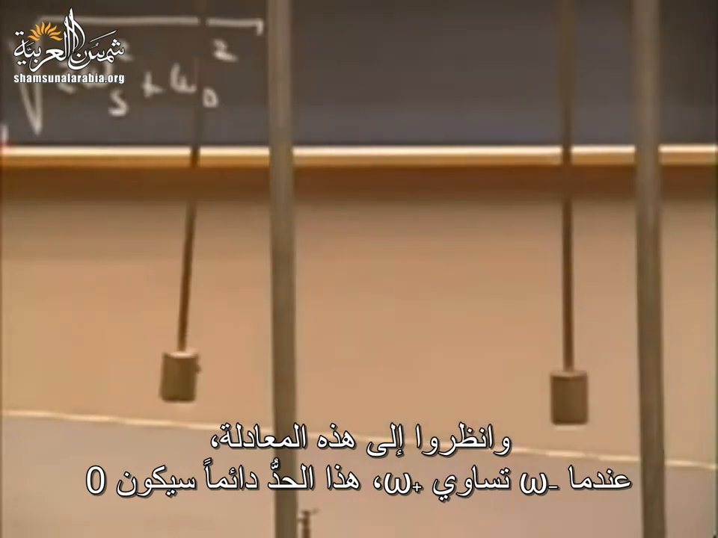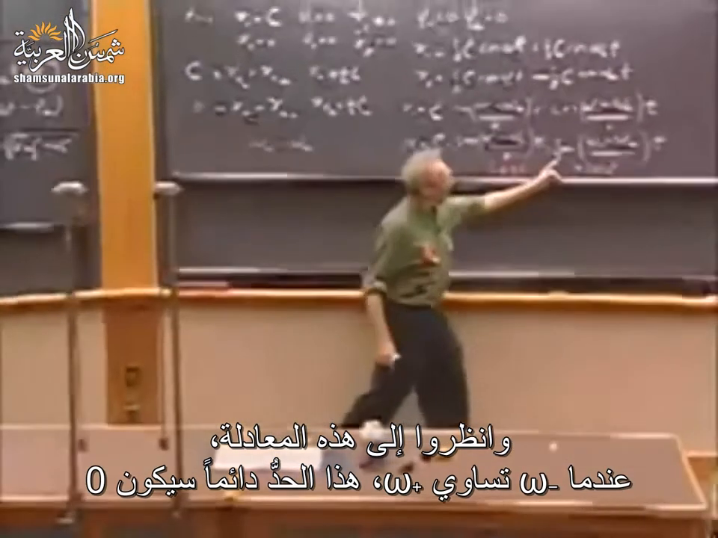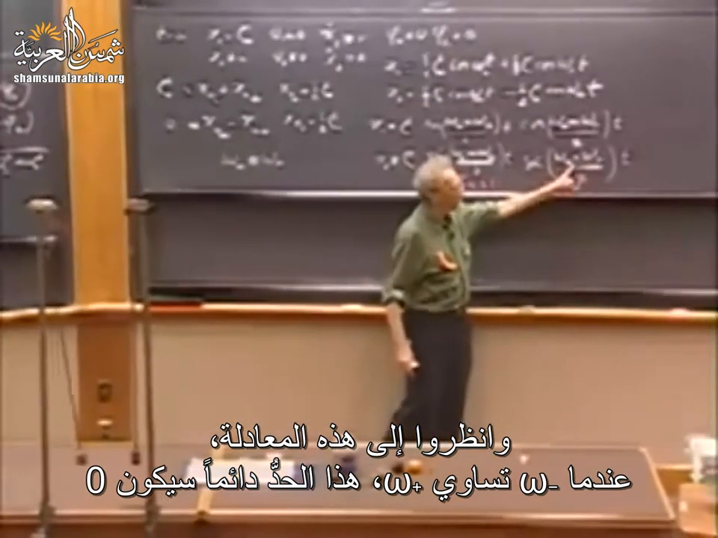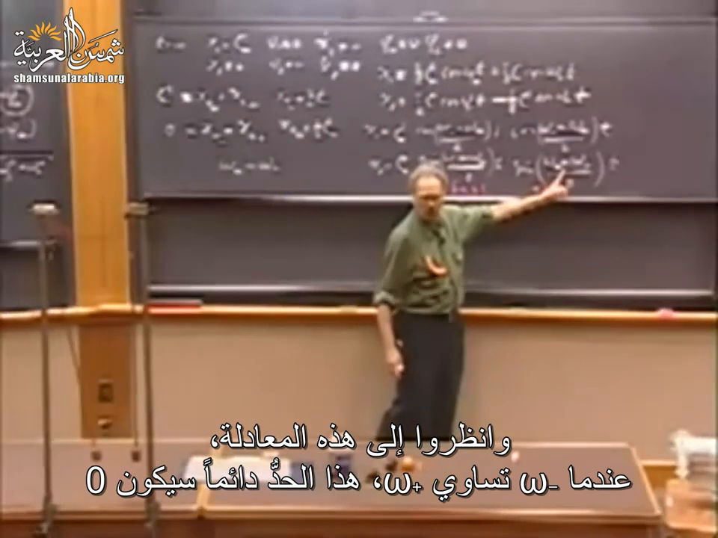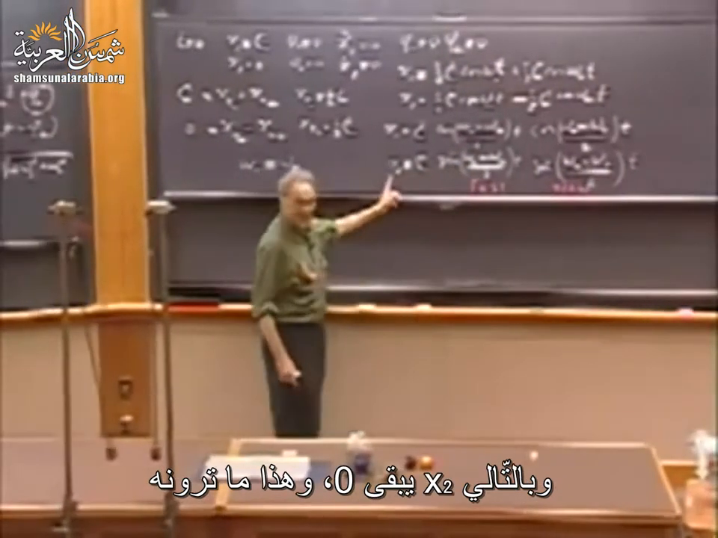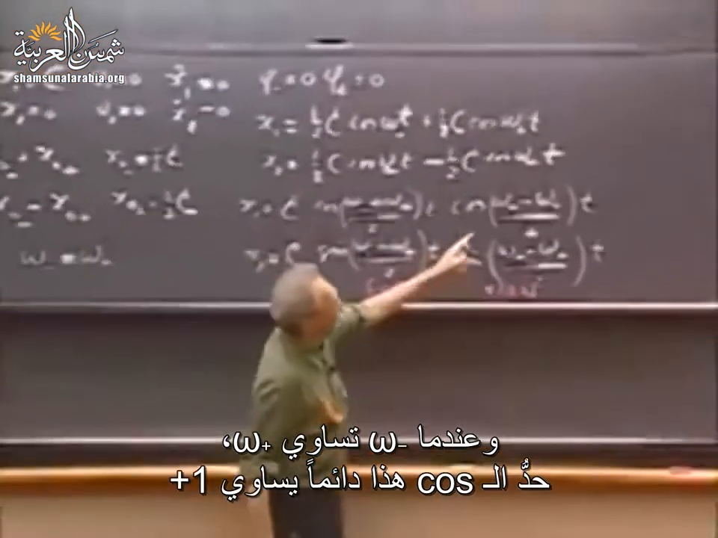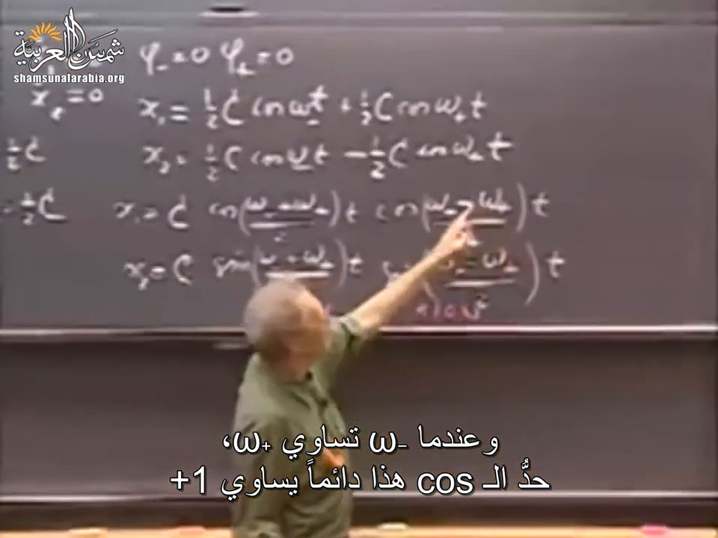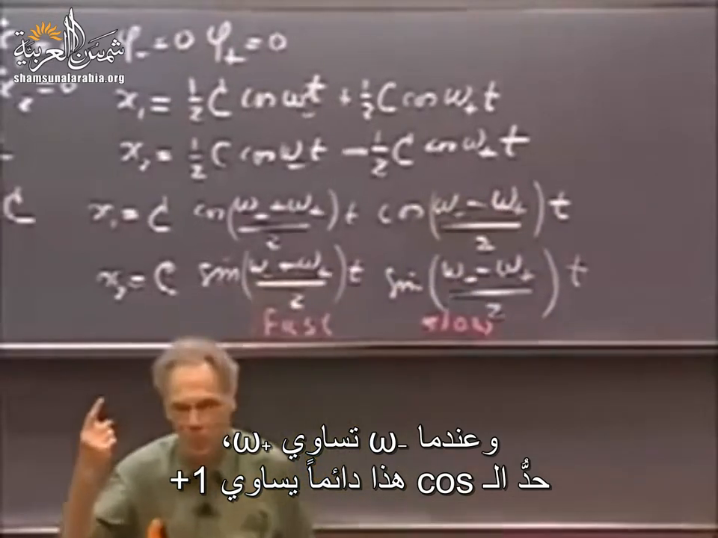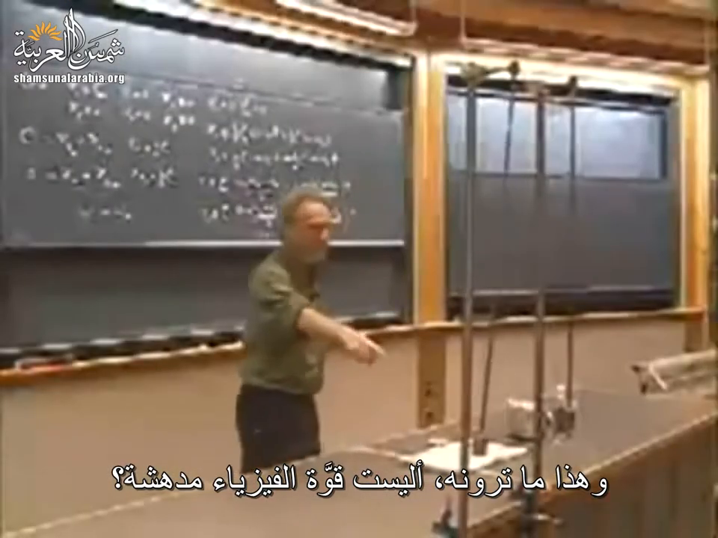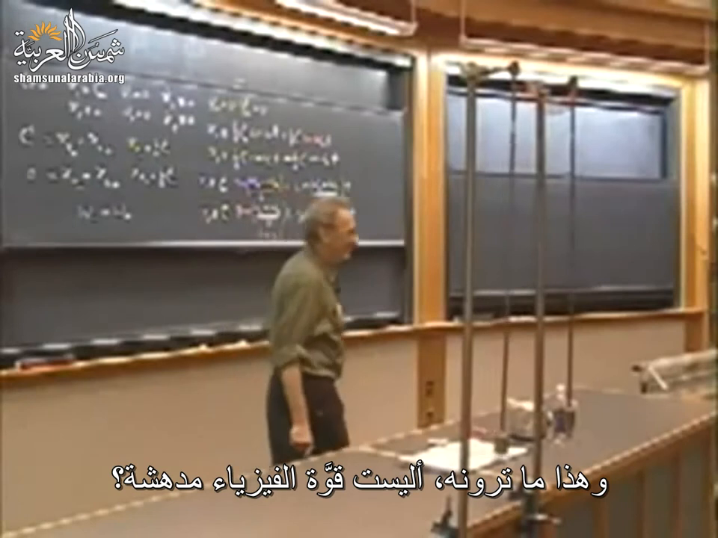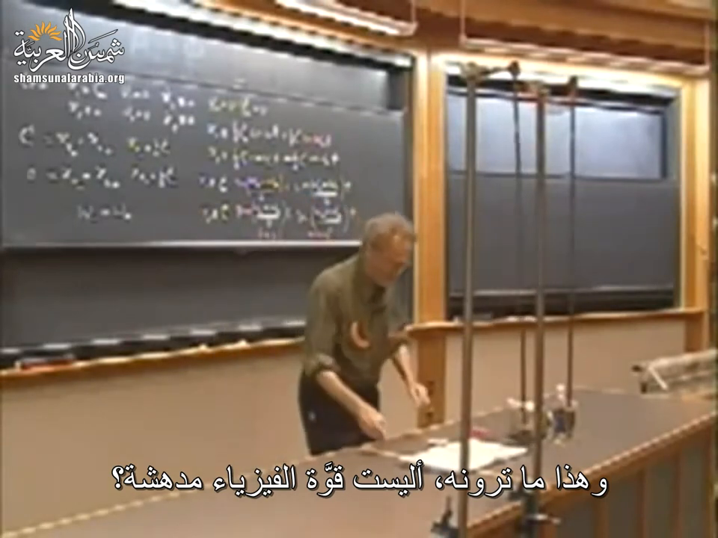And look at this equation. When omega minus is omega plus, this term is always 0. So you see x2 remains 0. Ha ha ha, that's what you see. And when omega minus is omega plus, this cosine term is always +1. Ha ha ha, that's what you see. Isn't it amazing, the power of physics?